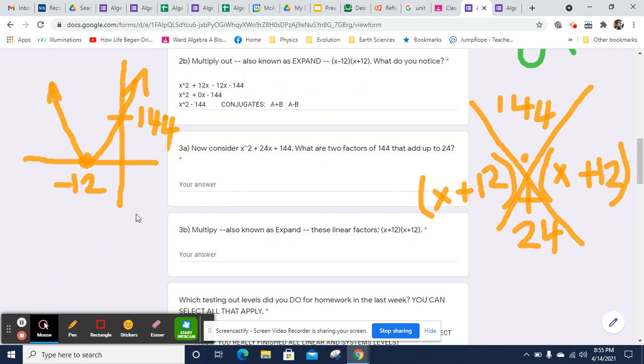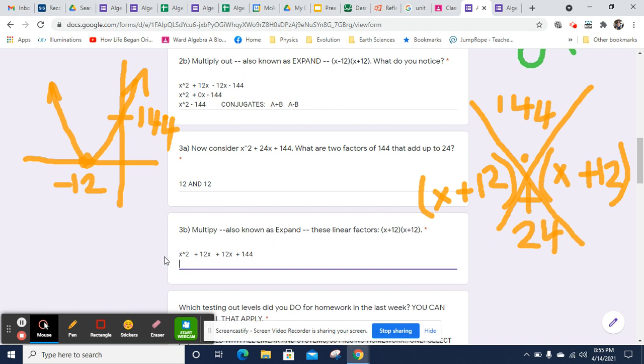So there's just things to know. So our answers are 12 and 12. And when we multiply out the exact same thing, which is x plus 12 squared, what we're going to get is a perfect square product. So it's going to be x squared, because x times x, then plus 12x, and plus another 12x, and then plus 144.